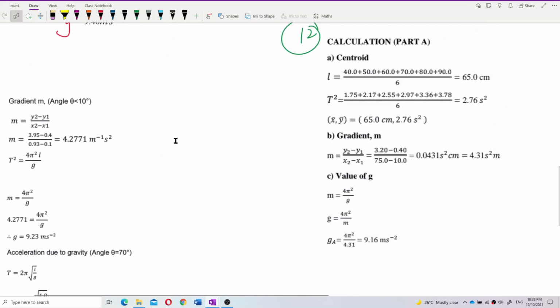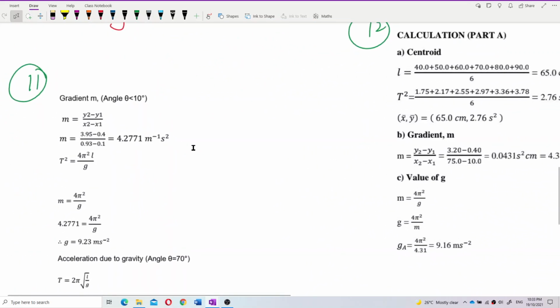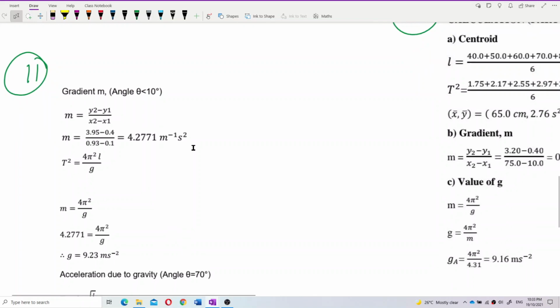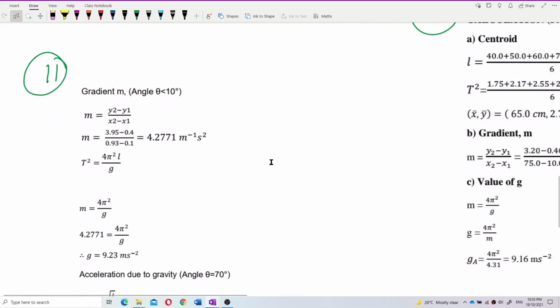11. Look at this one. This one another one. Look at this person. This one also 0. It must be consistent: 2 decimal minus 2 decimal. Another one, how come there are so many decimal places? Change to 2 decimal places only.